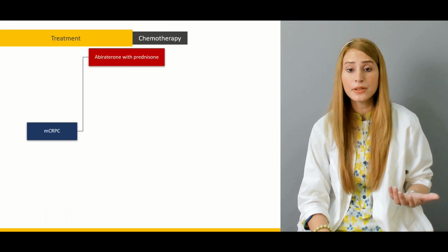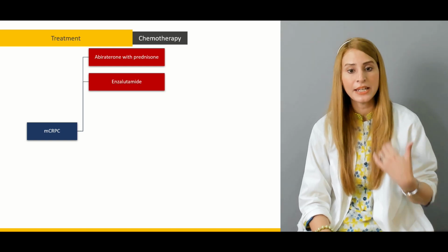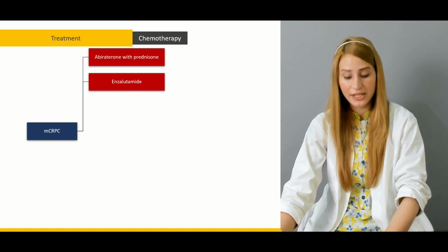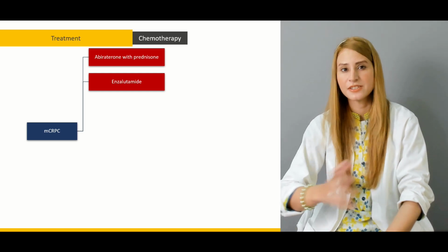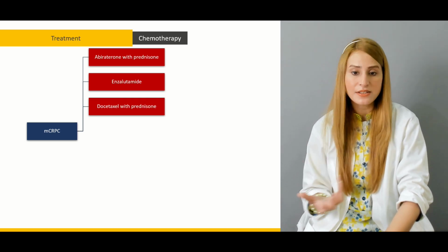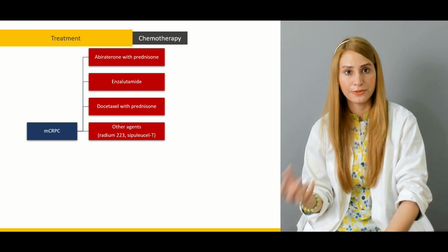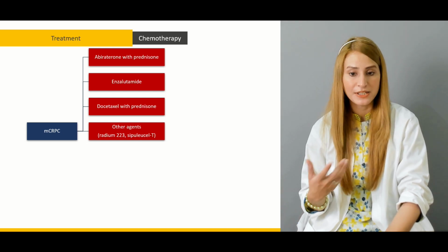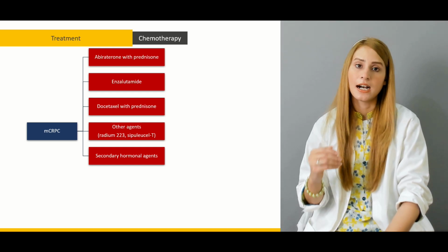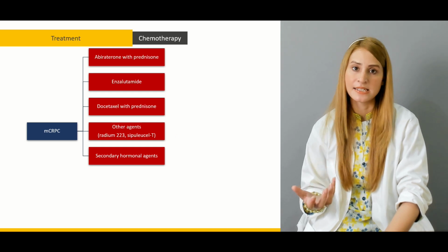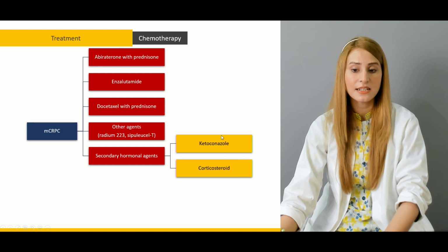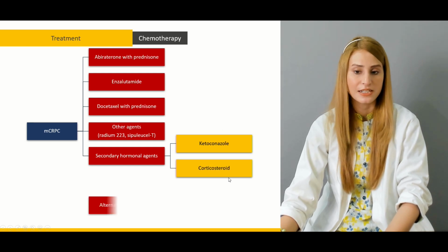You also couple this with chemotherapy and therapeutic agents like abiraterone with prednisone. You couple them up with the steroids, and you can also give enzalutamide or docetaxel with the prednisone, and other agents include radium-223 and sipuleucel-T. And there can be other secondary hormonal agents to antagonize the effect of the hormones. The hormonal agent which is used as important is ketoconazole, and you couple it up with the corticosteroids.